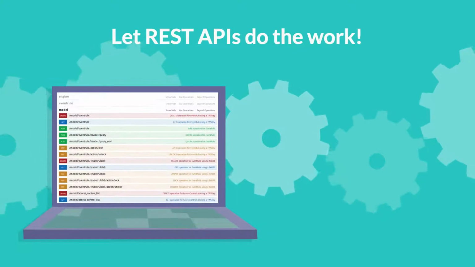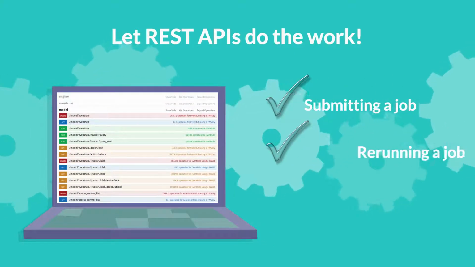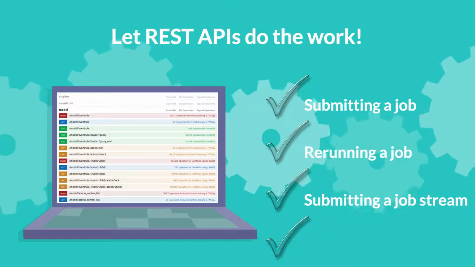By the same method, you can define an API to submit the job you have created, rerun it, submit a job stream and perform any of the operations Workload Scheduler can schedule.